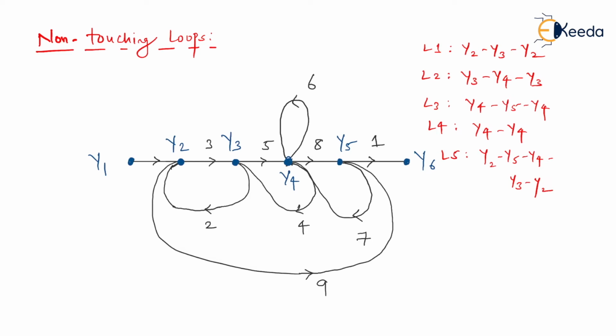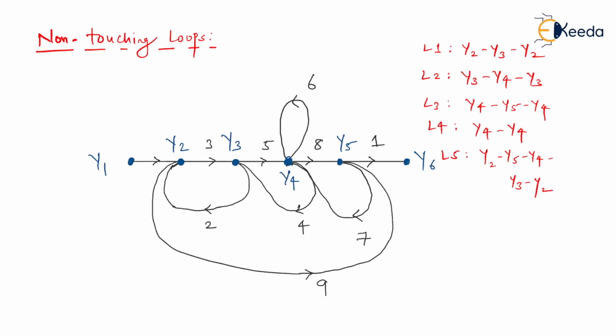In this case, what you can do is compare multiple loops together. When I'm saying multiple loops, I'm talking about more than one loop. You can compare 2 loops together, or you can compare 3 loops together, and you have to see whether they are touching each other or not. Non-touching loops are those loops where you will not find a common node.